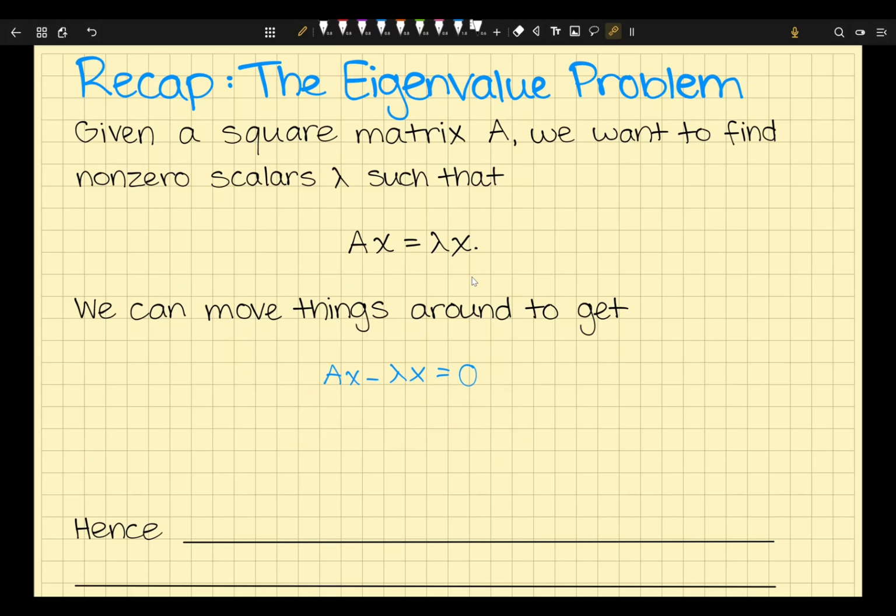So instead what we'll do is we'll put it in an equivalent form. So equivalently, this is Ax minus lambda times the identity matrix times x equals 0. So this Ix, this is just the identity matrix with 1s down the diagonal times x, and this just gives you back x. So this is why we can do this.